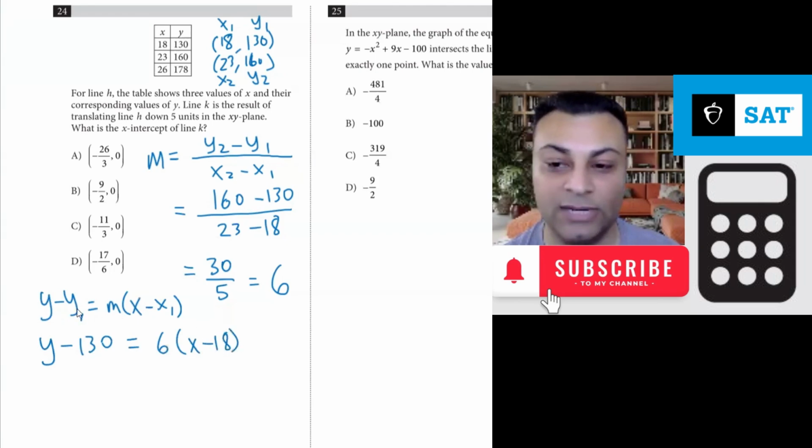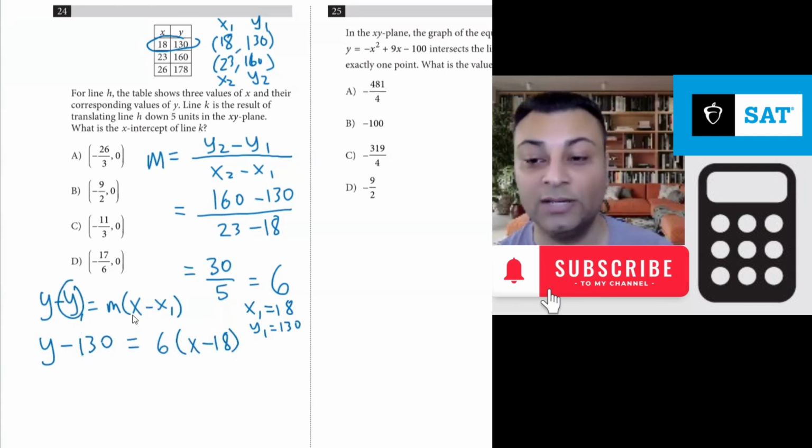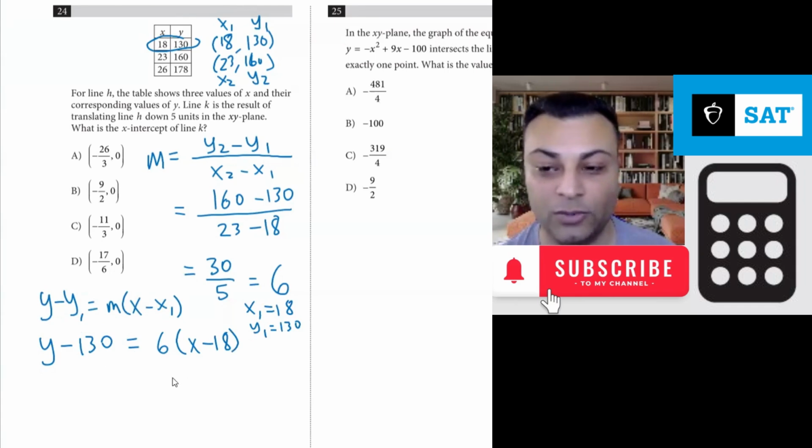Now, what did I do with that? My x1, y1, I'm just going to use 18 and 130. 18, the x1, we will use 18, and the y1, we will use 130. And that's what I did here. This y1 became 130, this x1 became 18, and so that's how we have this equation in point slope form. Okay. And then we can keep going.